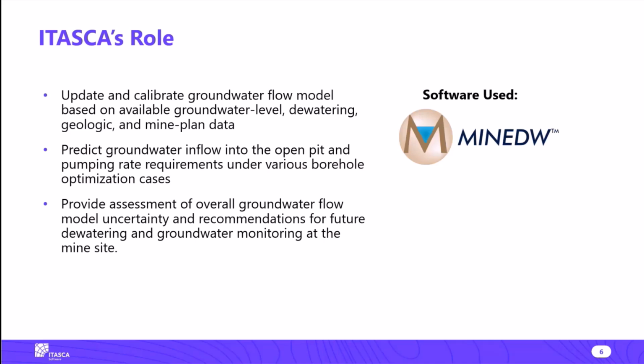Data from the initial model runs were used by geotechnical engineers to assess slope stability. After the initial slope stability assessment, ITASCA updated the future predictions to include sub-horizontal drain holes to reduce water levels in low permeability units. With the completed calibration and predictive simulation, we provided an assessment of overall groundwater flow, model uncertainty, and recommendations for future dewatering and monitoring at the mine site.